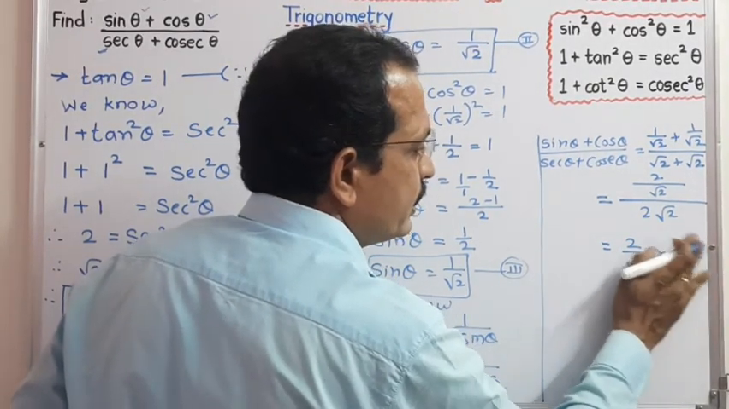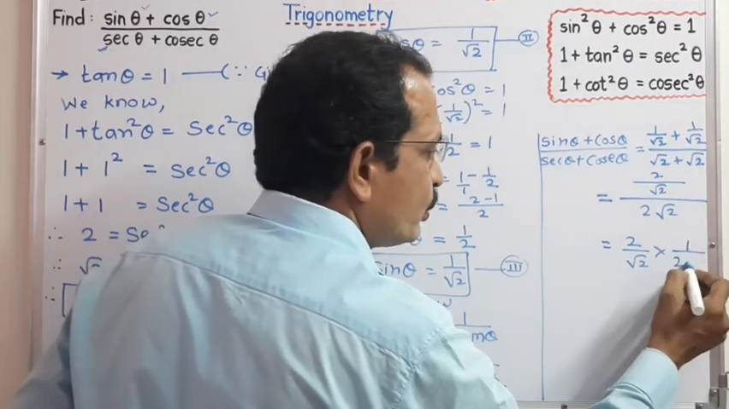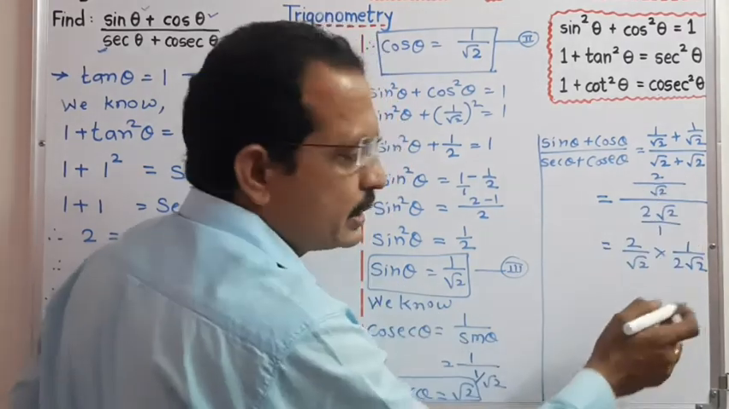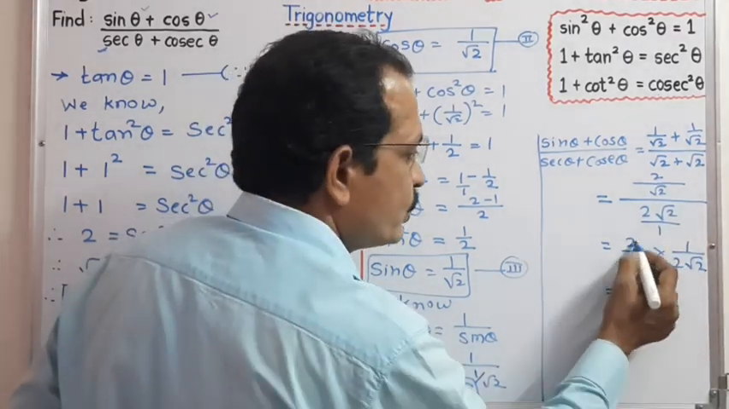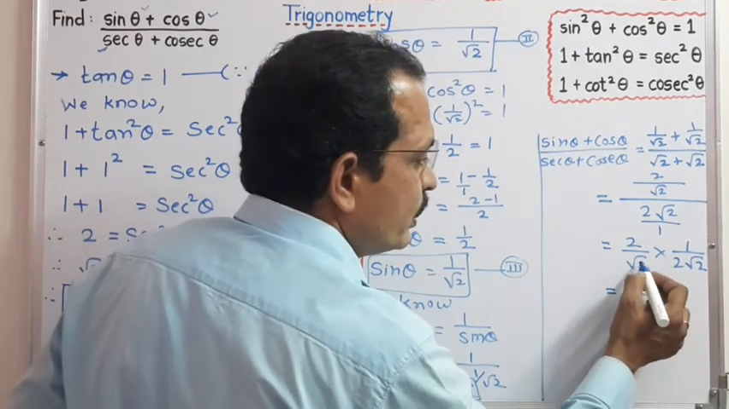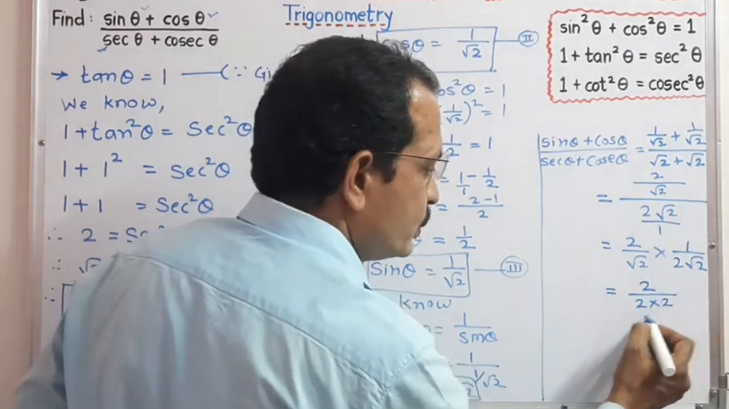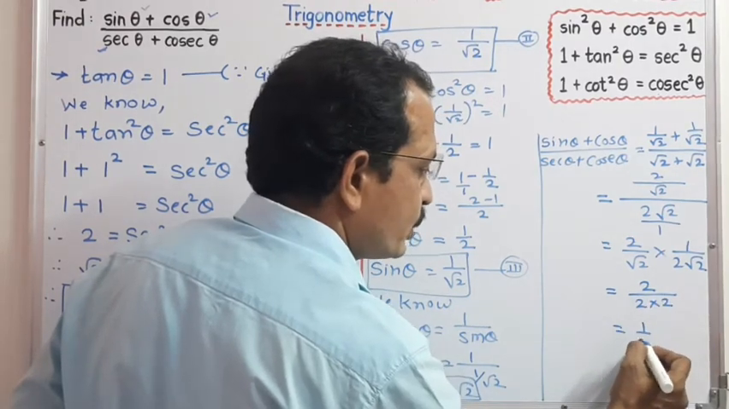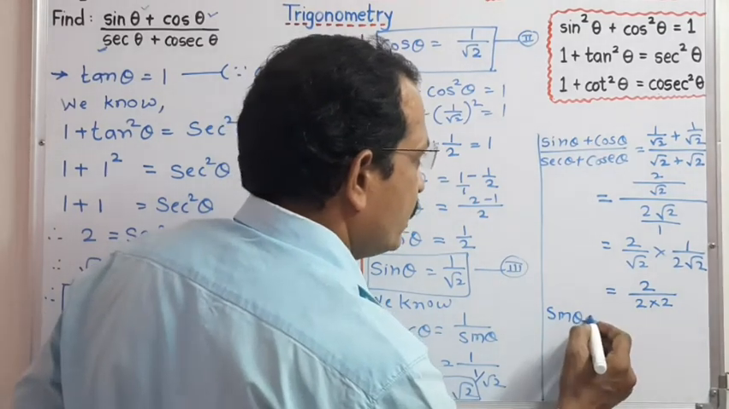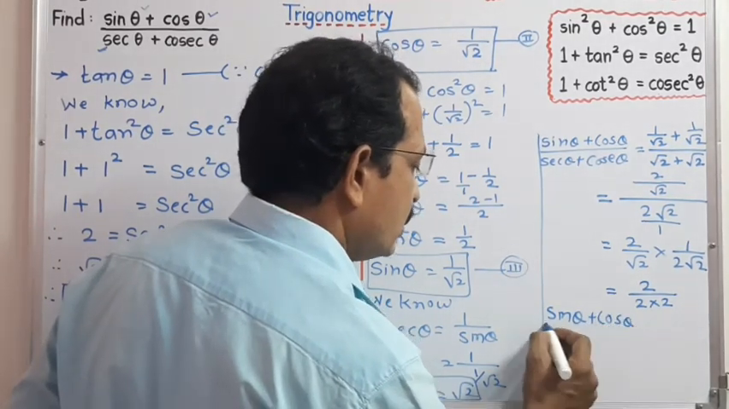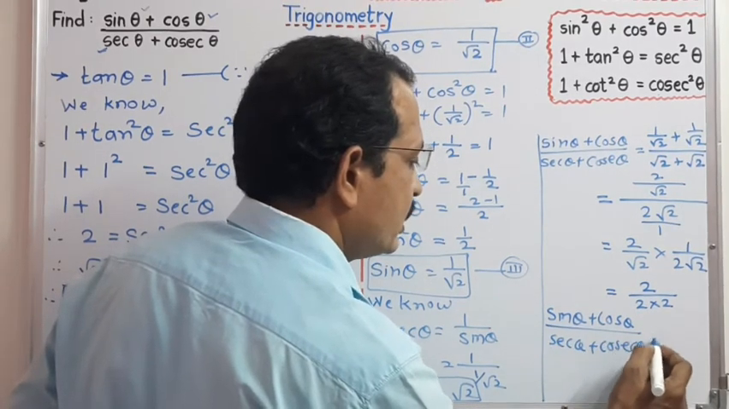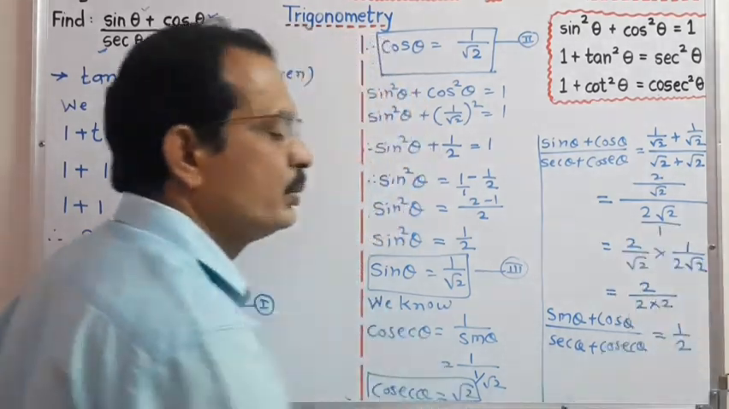It is not correct. It is 1 upon 2 root 2. It is 2 root 2 upon 1, it gets inverted, that is 1 upon 2 root 2. Now, dear student, 2 into 1 is 2, and 2 into root 2 into root 2 is 2. Therefore, dear student, it is 1 upon 2. Therefore, final answer: sin theta plus cos theta upon sec theta plus cosec theta is equal to 1 upon 2.